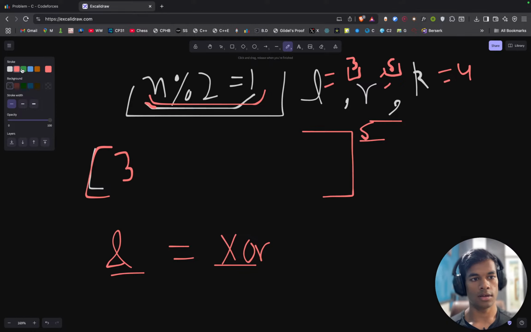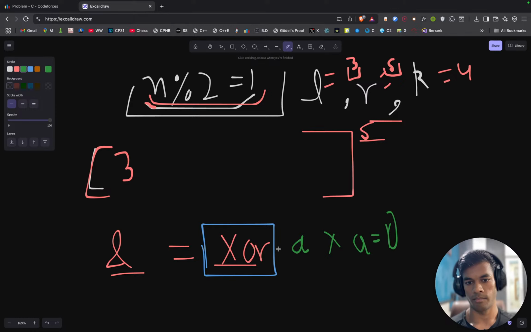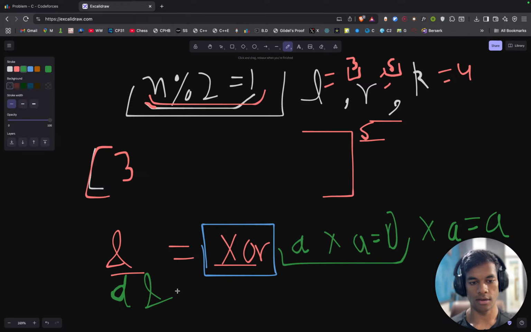It will mean that, let's say x represents XOR. When I'm taking a XOR a, it would result in 0. And if I take XOR of 0 with any number, it would result in that number itself. And if I'm taking AND of some number, let's call it a, and a, it would result in a.